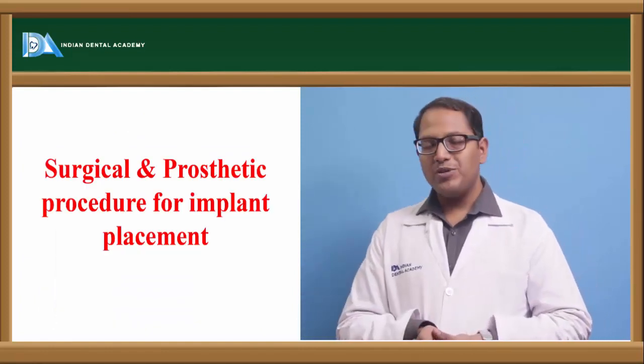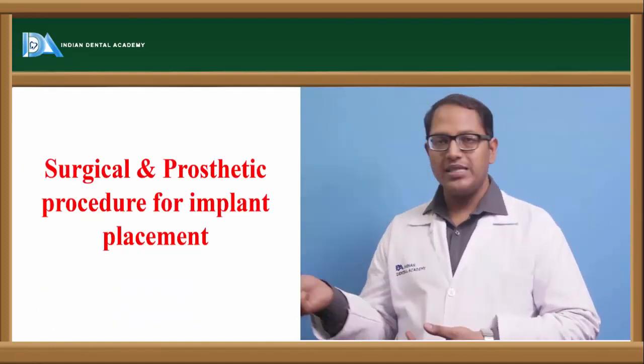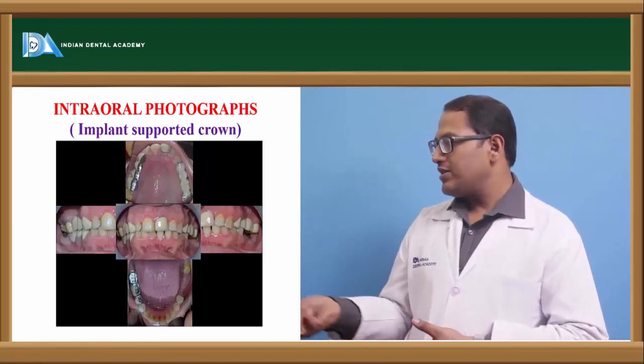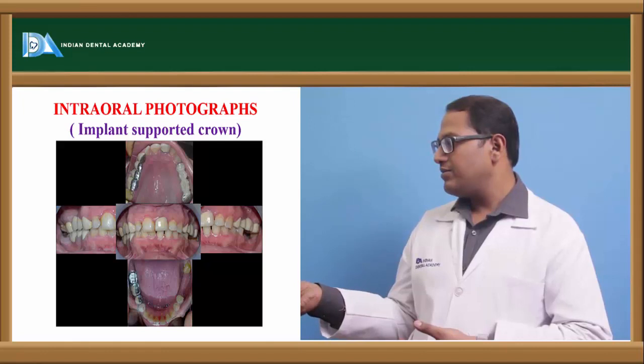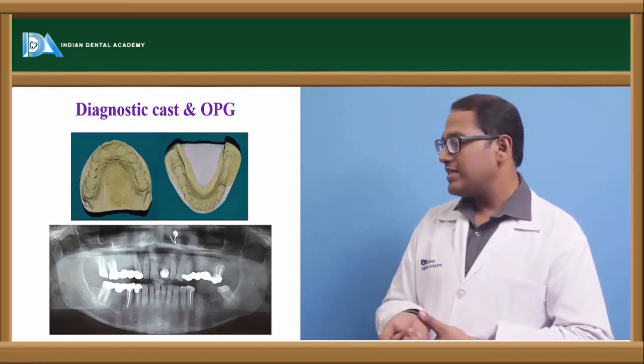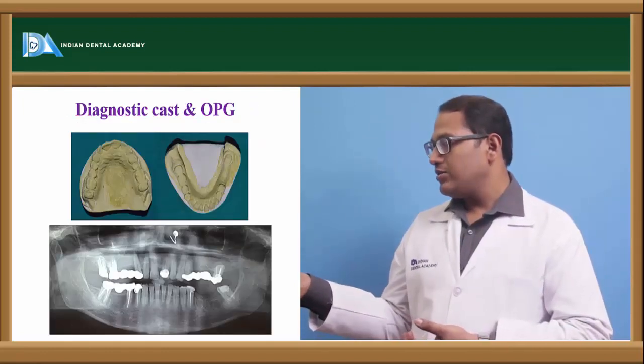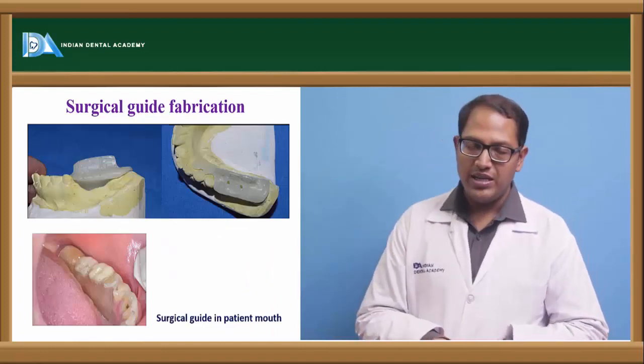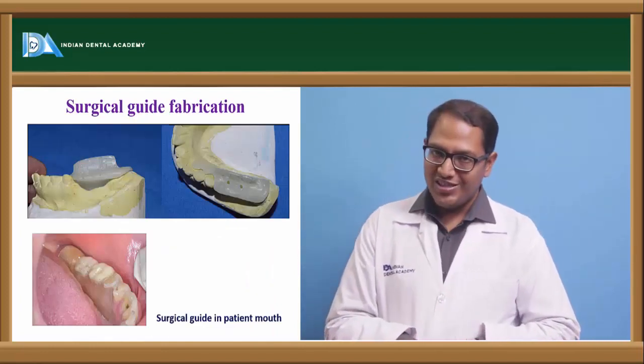Surgical and prosthetic procedure for implant placement. Let's see the entire procedure starting from stage 1. In intraoral photographs we can see the missing area where we have planned to place the implant. There's an overall OPG and diagnostic cast which is obtained. Then a surgical guide is fabricated. Very important to fabricate a surgical guide.